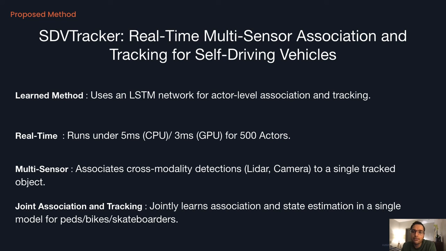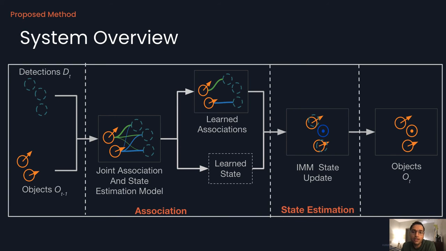Finally, our model learns the problem of association tracking jointly by using the same model for all actor classes. This allows for robust association during occlusions and when varying motion models of actors is an issue. Here is what our system looks like.